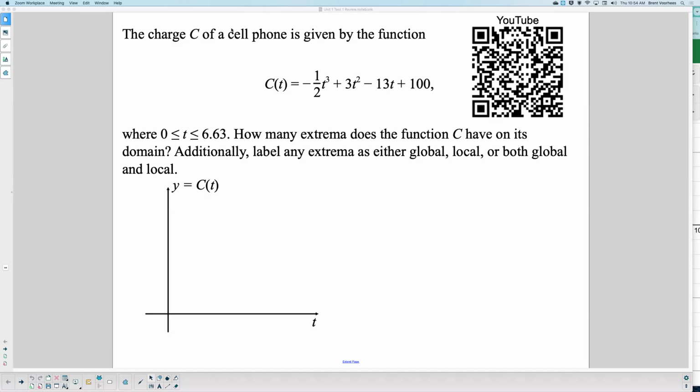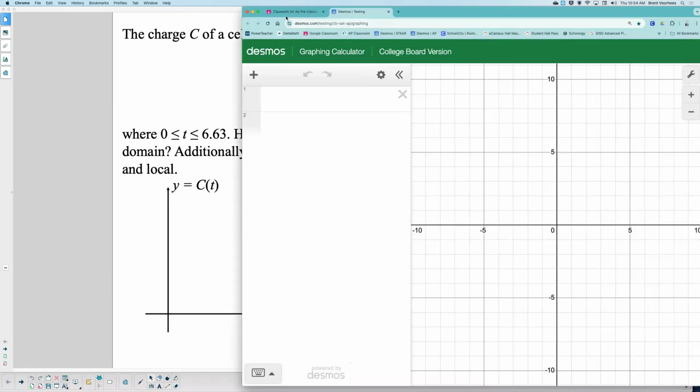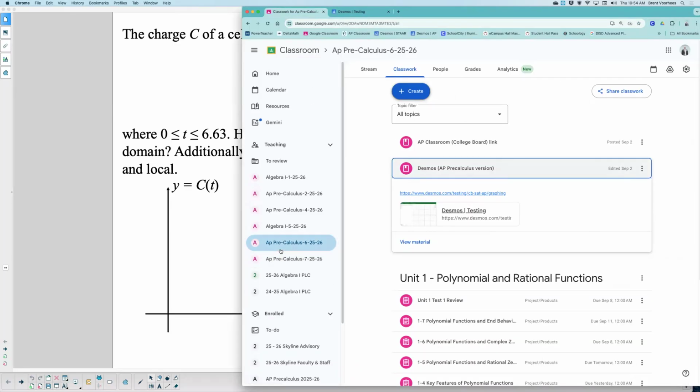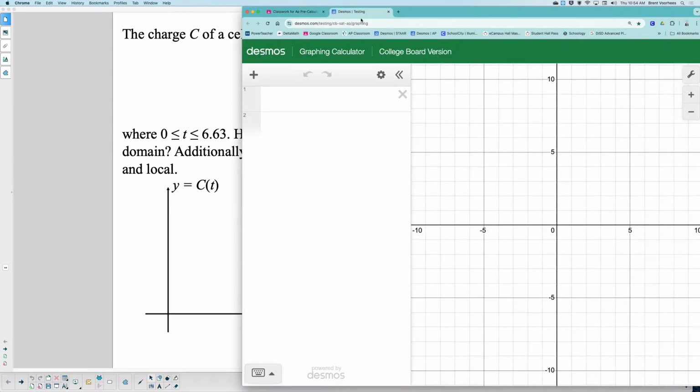All right, welcome. We're going to look at our first test review for your midterm coming up next class. What you need to do first, I'm going to pause the video, but here's what you need to do. You need to open up your digital classroom. Click on classwork and open up the Desmos AP Pre-Calculus version. I want you to have that one open. That's what we're going to be using today.